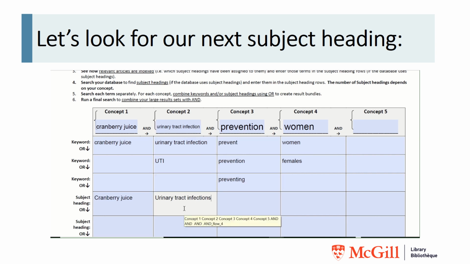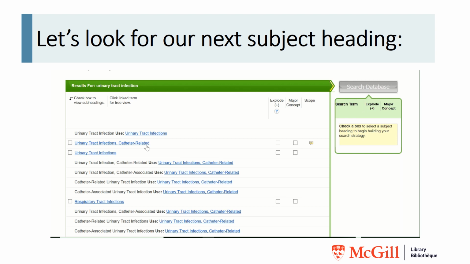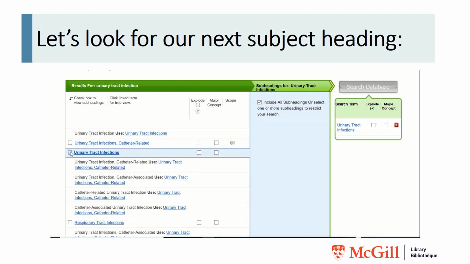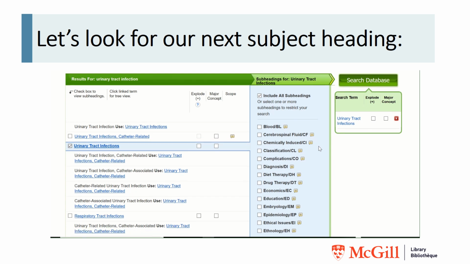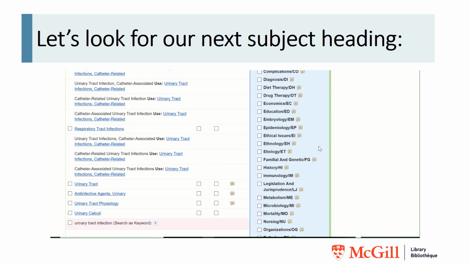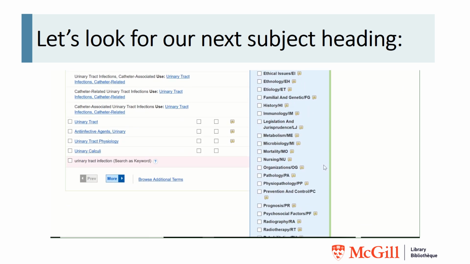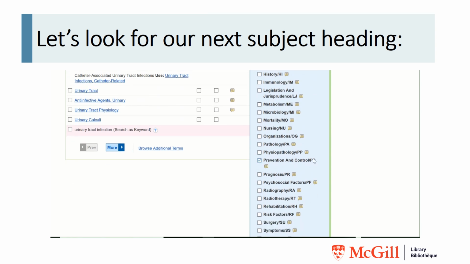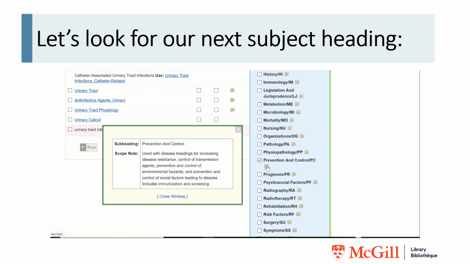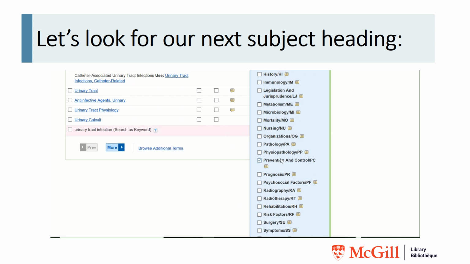Aha! But we didn't actually check to see if there's any subheadings that may match our other concepts. So let's go back actually. And remember, the subheadings only appeared once we selected it. And here they are. Let's look at them. It looks like prevention and control is in fact a subheading. You can also click here to see what they mean by the subheadings. So it looks like prevention and control can be useful for us.